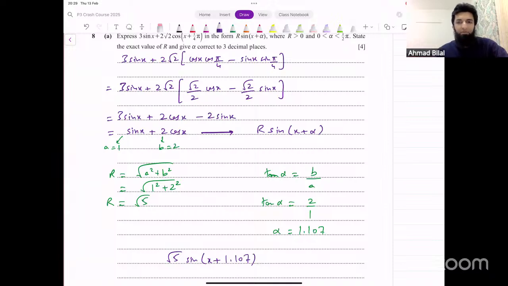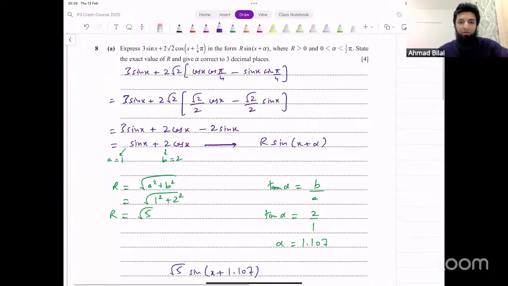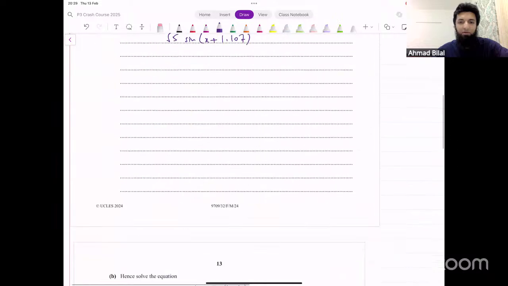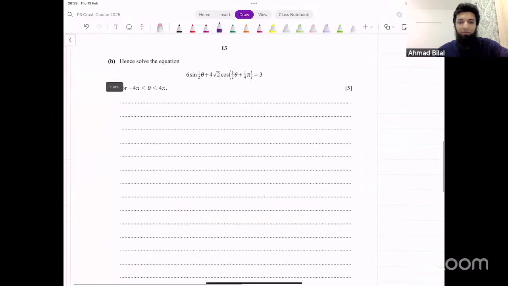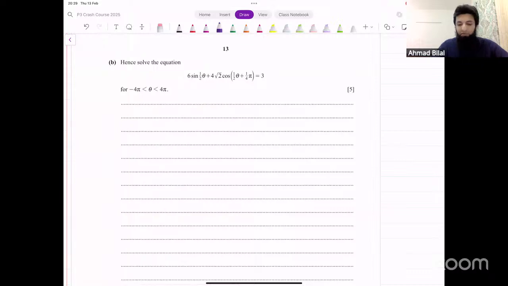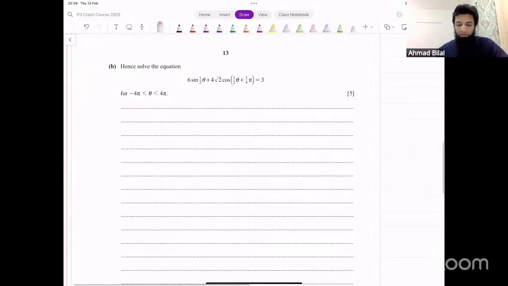Slightly different from the usual questions that you get like this. You could not use the formula directly. You first had to simplify this and then use the formula. Okay, second part. It says, hence solve this equation for theta between minus 4 pi and plus 4 pi. How do you solve this equation now? How do we think about this?